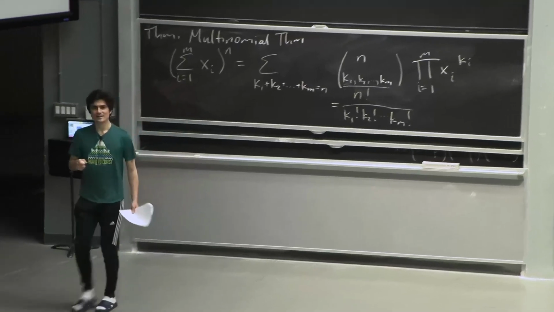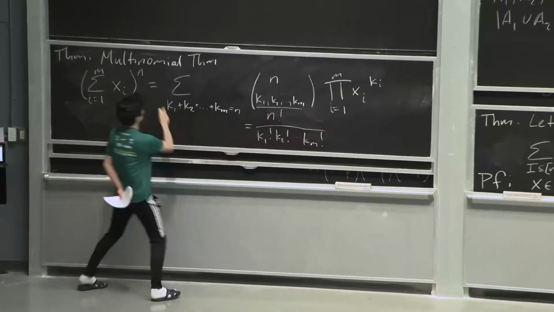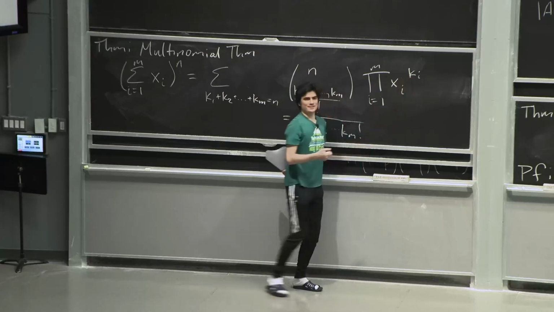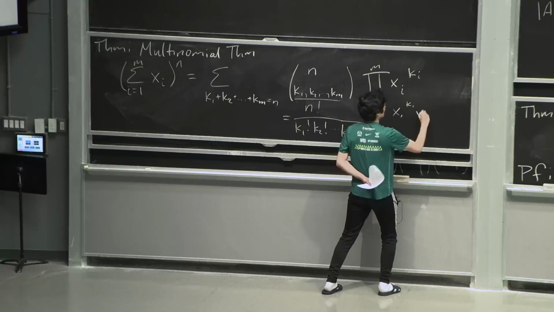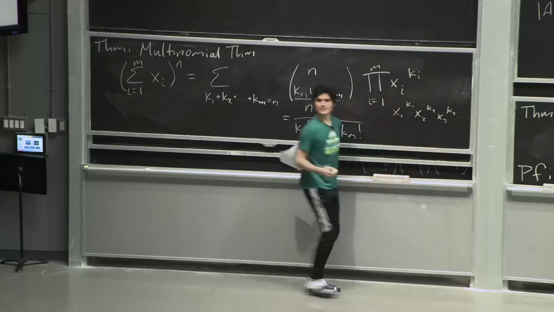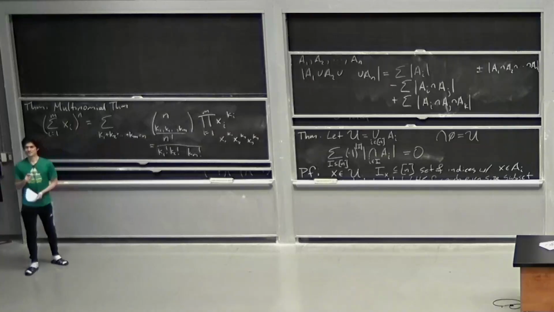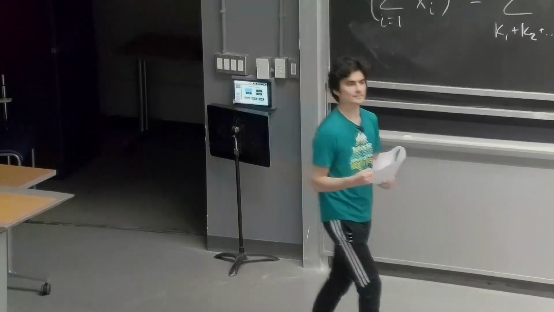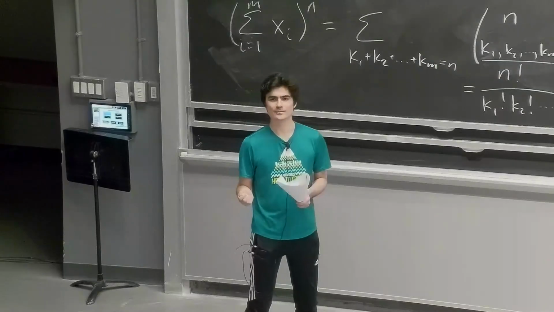Question: what is the pi? So this is an analog of sigma, but for products instead of sums. We're saying x_i to the k_i, multiplied over all possible i. So x1 to the k1 times x2 to the k2 times x3 to the k3, etc. So pi for product. Any other questions?